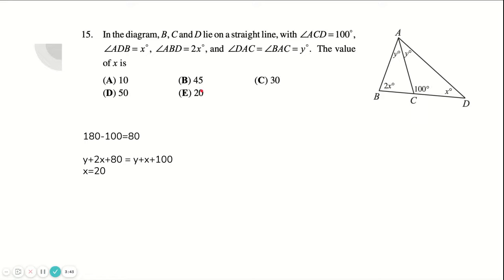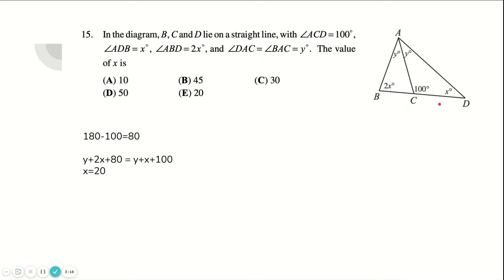In the diagram, B, C, and D lie on a straight line, with angle ACD equaling 100 degrees, angle ABD equaling x, and etc. Basically just describing this diagram. What they're asking for is the value of x. So how do we find this? Firstly, let's just see what we can find.